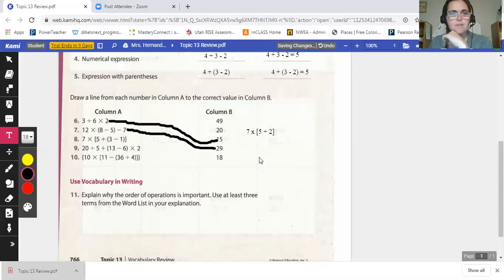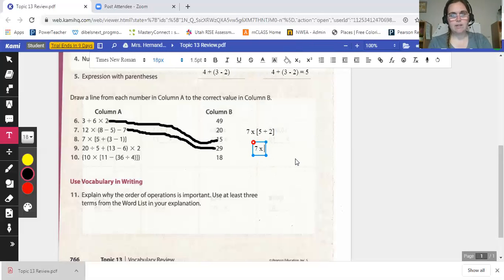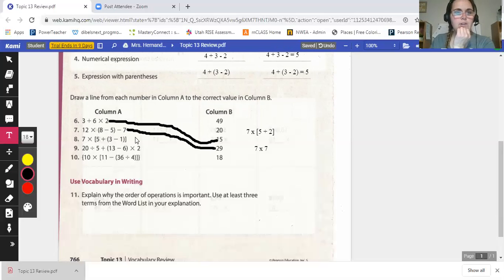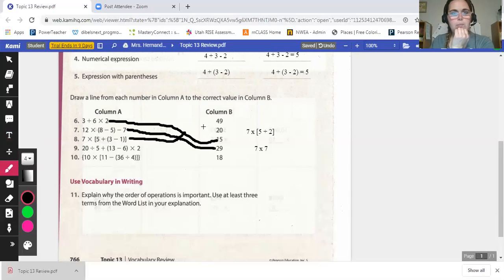Okay, so now that I'm this far, I'm thinking, okay, what do I do next? Multiply or add? Well, because these brackets, pardon me, are here, I need to do them first and then I can multiply, even though add would normally come last. Because they're inside of the brackets, I have to do them first. So 5 plus 2 is 7. So my new equation says 7 times 7, which I know in my head is 49. So I'm going to go ahead and draw a line from here over to my 49. Right there. All right. Very good.